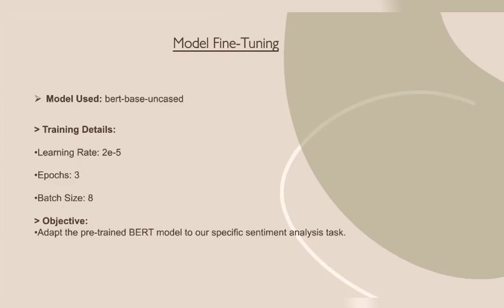We have also set a learning rate of 2e-5, on which we trained the model for 3 epochs, where the batch size was 8. These parameters were chosen to balance training efficiency as well as model performance. So all of this, the fine tuning process, allowed the model to learn the nuances of the sentiment in the dataset, leading to improved accuracy in predicting the sentiment of new text.